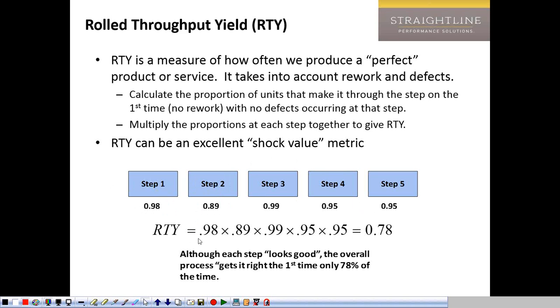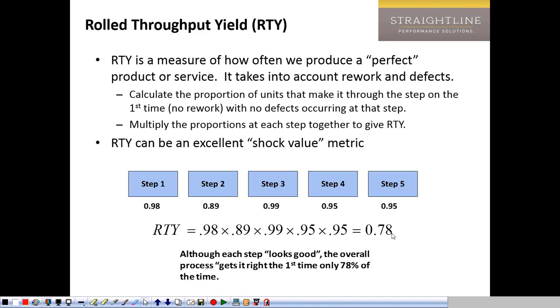And so forth. And putting it together, you end up with a number that's usually fairly low. And it can be a good shock metric to say, this is the amount of stuff. This is how much extra labor and work and waste, useless work that we're doing.